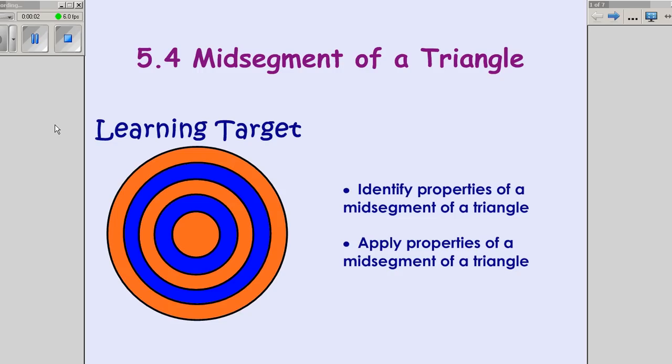Section 5.4, midsegment of a triangle. By the end of this lesson, you should be able to identify properties of a midsegment of a triangle, and you should also be able to apply properties of a midsegment of a triangle.